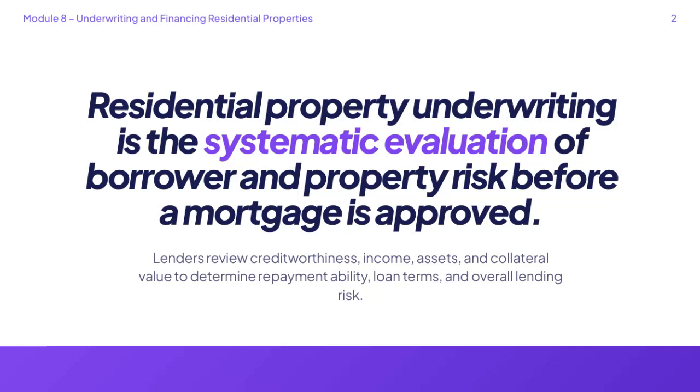Residential property underwriting is all about carefully assessing both the borrower and the property to make sure the mortgage is a good risk. Lenders dig into several important factors. They look at the borrower's credit history to see how reliable they are with payments, review their income and assets to confirm they can cover the loan, and evaluate the property's value since it acts as collateral. This comprehensive review helps lenders decide on the loan terms and determine how risky it might be to lend. Essentially, underwriting ensures that both the lender and the borrower are set up for success before the mortgage is approved.